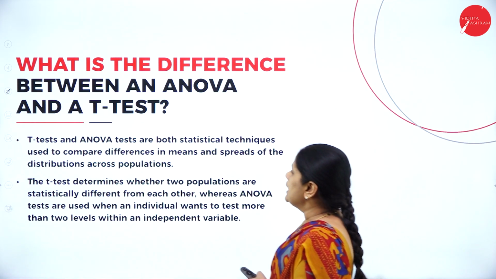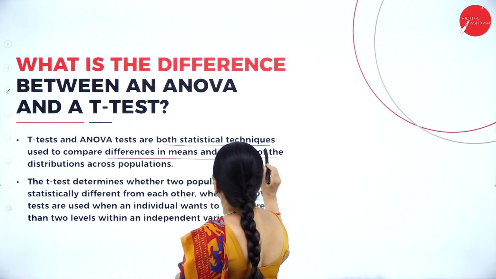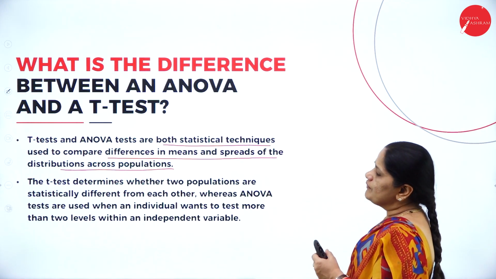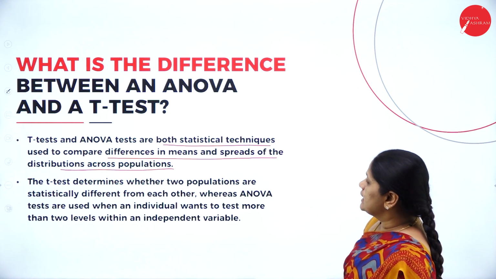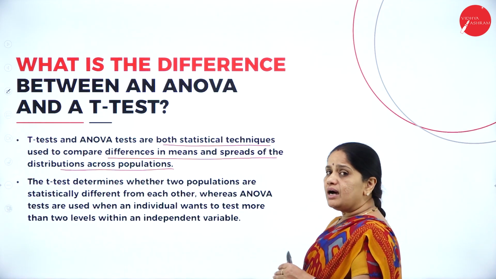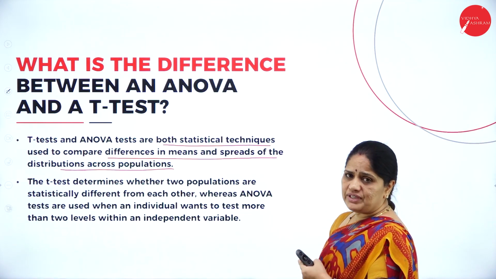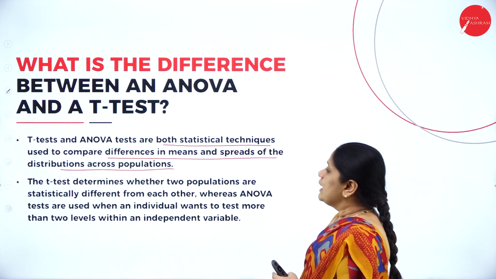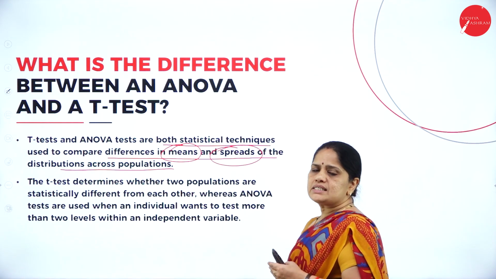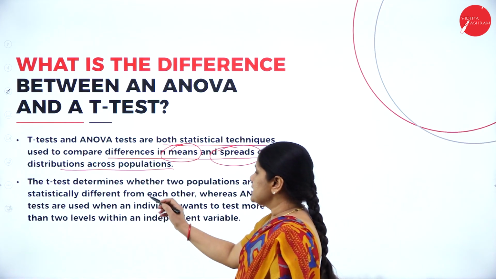Next, t-tests and ANOVA tests are both statistical techniques used to compare differences in mean and spreads of the distribution across the population. So, we use the ANOVA test and the t-test to compare the means and the spreads of the distribution across the population. Whenever we are analyzing a sample study, whatever we have collected, we need to compare the differences in means and the spreads of the distribution, whether it is normally distributed data or skewed data.